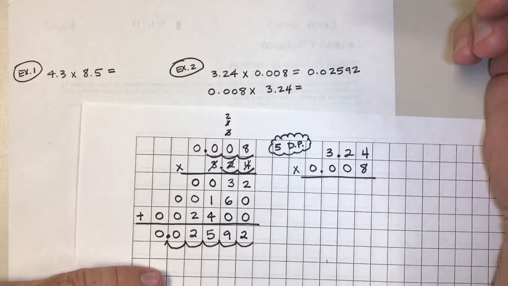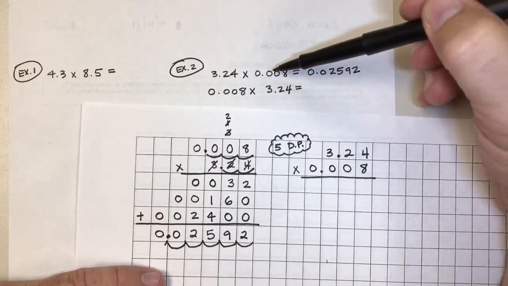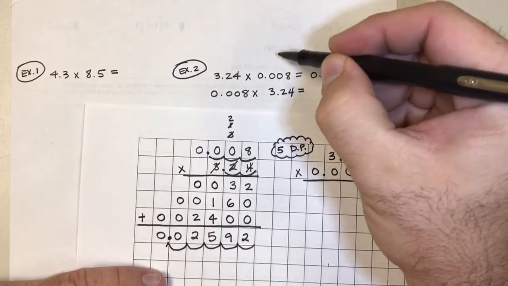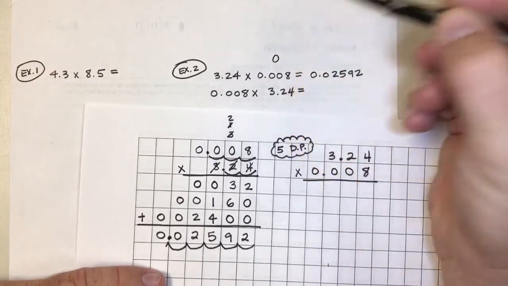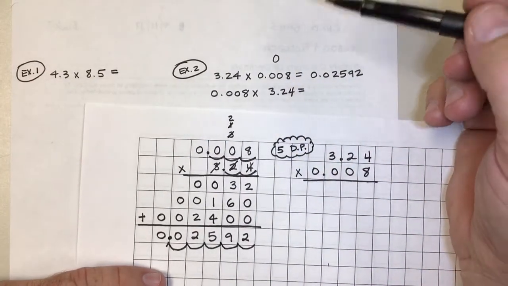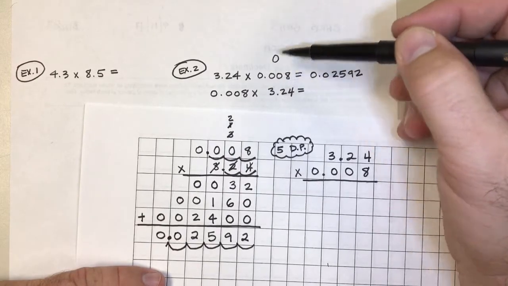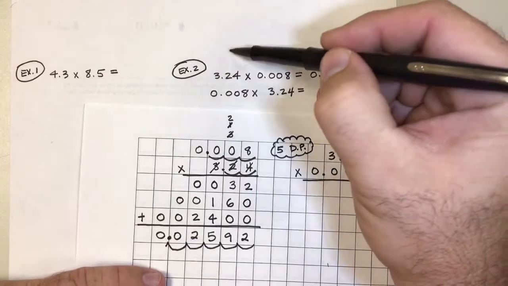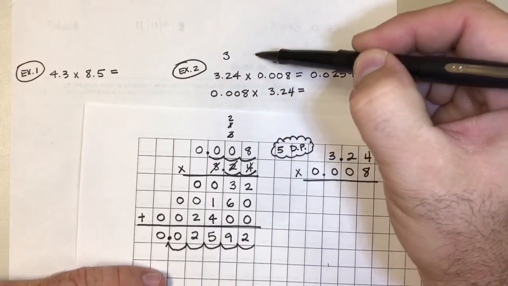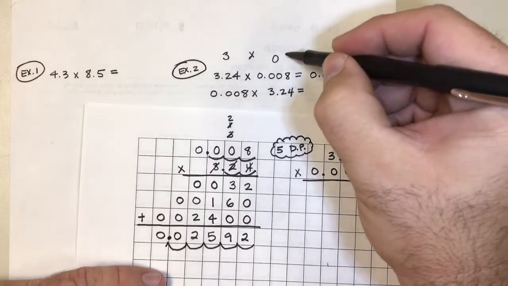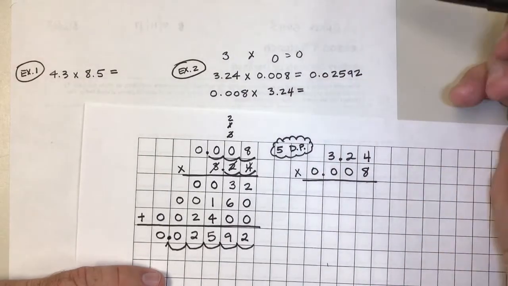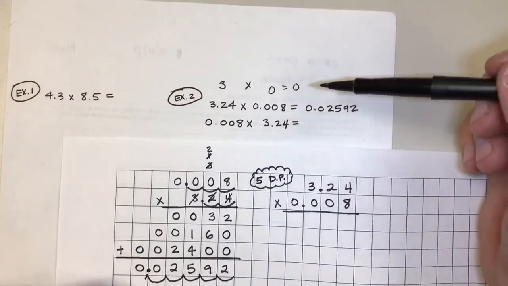If we had estimated before, we should be on the right track as far as what our answer is. We had a number right here, 0.008, which, if we round that, rounds to 0. It's really not even close to 1 at all. It's much closer to 0. 3.24 is close to 3, and our estimation of 3 times 0 is 0. And we look at our answer, obviously we're on the right track.